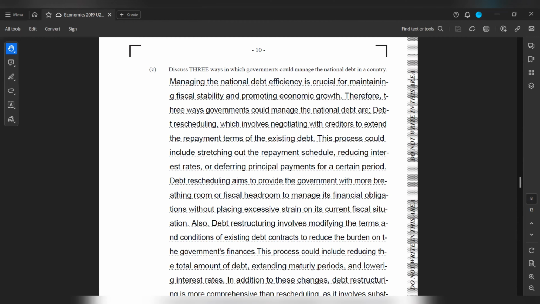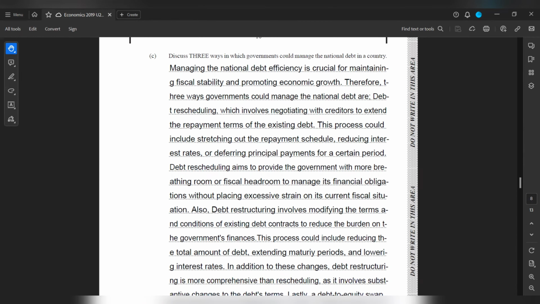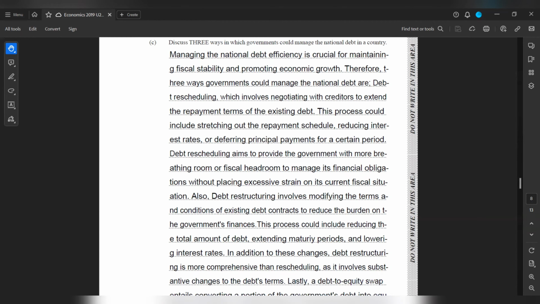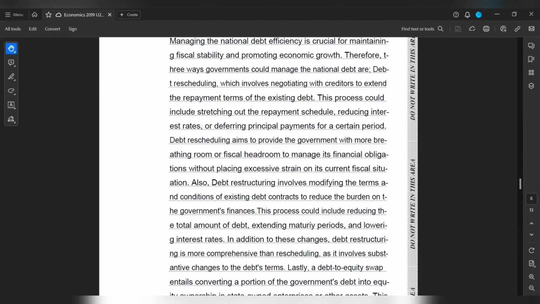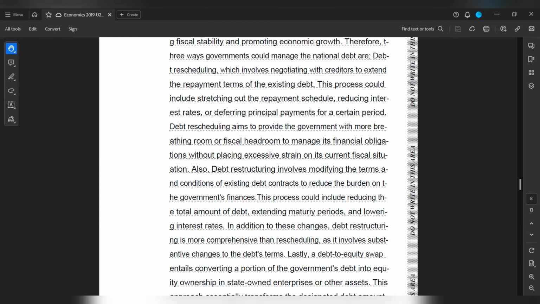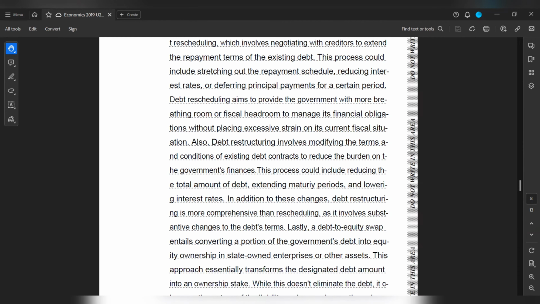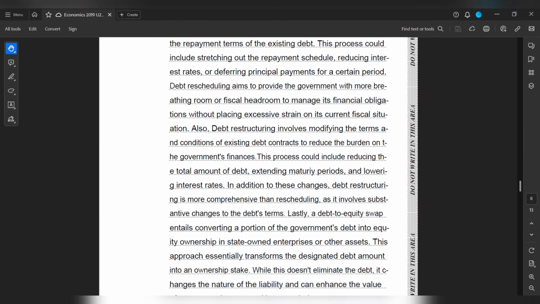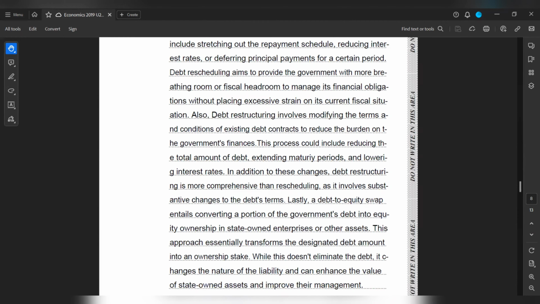In addition to these changes, debt restructuring is more comprehensive than rescheduling, as it involves substantive changes to the debt's terms. Lastly, a debt to equity swap entails converting a portion of the government's debt into equity ownership in state-owned enterprises or other assets. This approach essentially transforms a designated debt amount into an ownership stake. While this does not eliminate the debts, it changes the nature of the liability and can enhance the value of state-owned assets and improve their management.